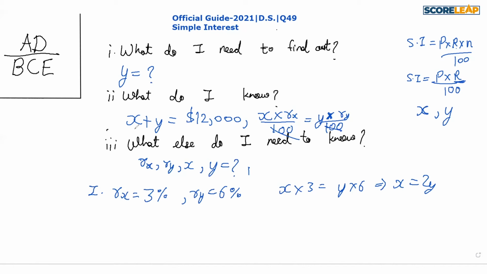Again, I also know this equation, X plus Y is equal to 12,000. So I have two equations, X plus Y equals 12,000 and X equals 2Y. As soon as I recognize that I have two equations and two unknowns and I can figure out the value of Y, I don't need to solve after this, which means that this statement is sufficient. We can easily calculate the answer, but we don't need to, because it is a data sufficiency problem, not a problem solving question. We only need to check whether the statement is sufficient or not. So statement 1 is sufficient. Whenever statement 1 is sufficient, we cross out B, C, and E.